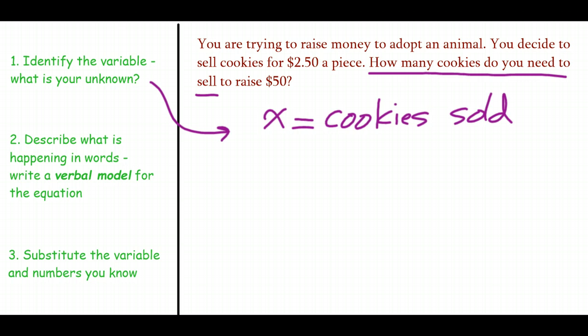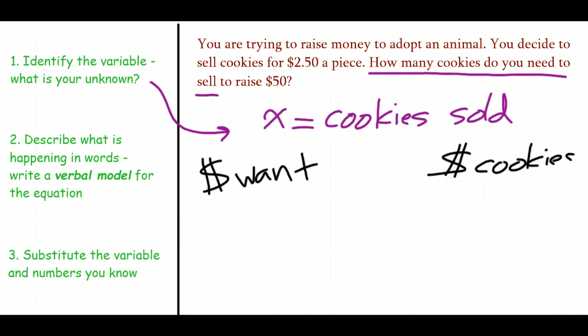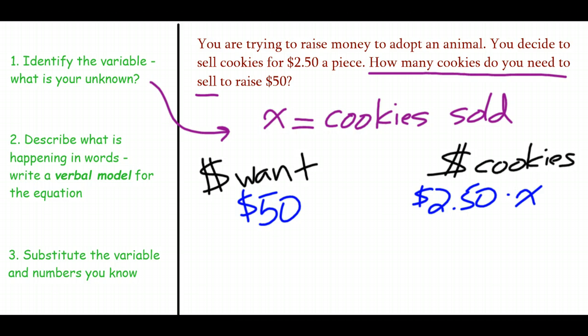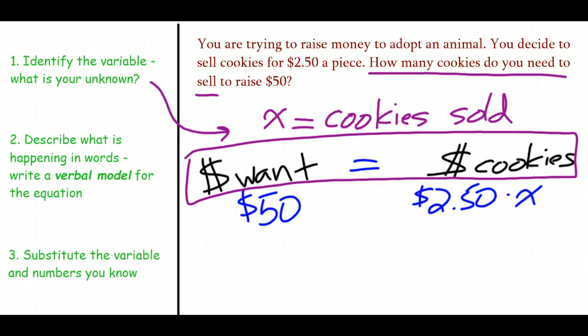Now we want to write this equation in a verbal model. What's going on? Well, on one hand, we have the total amount of money that we want to make, and we have the amount of money that you make from cookies. So we want to make $50, and from cookies we earn $2.50 for every cookie that we sell, and our number of cookies that we sell is x. So our verbal model is actually the amount of money we want is going to be equal to the amount of money that we make from cookies. That's what we want to happen.